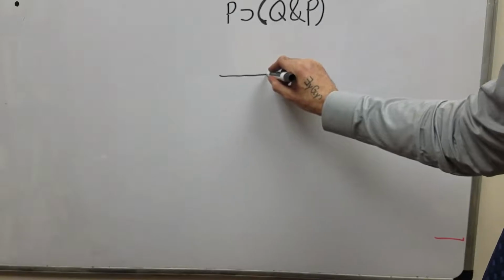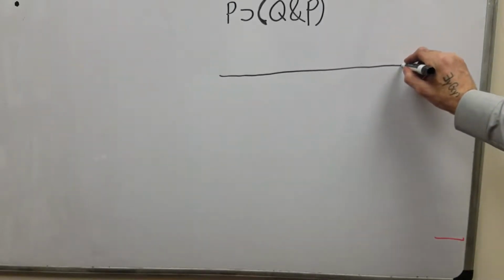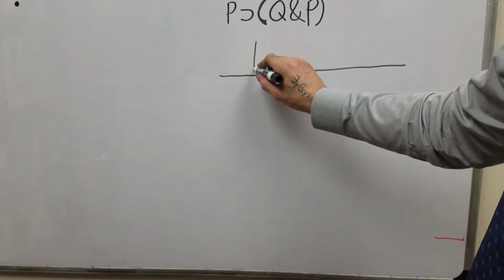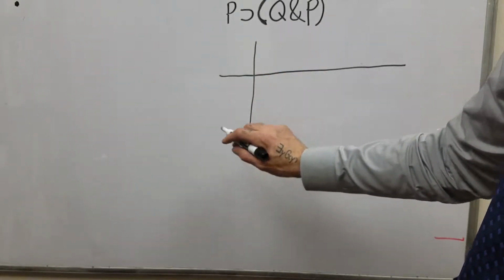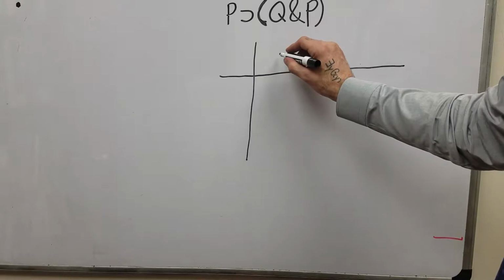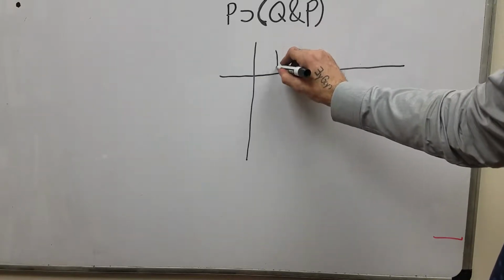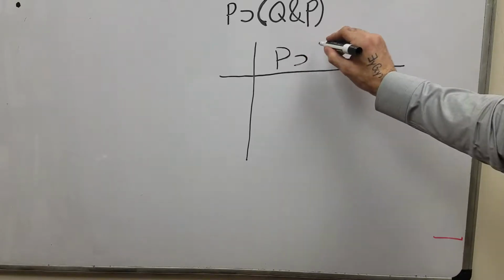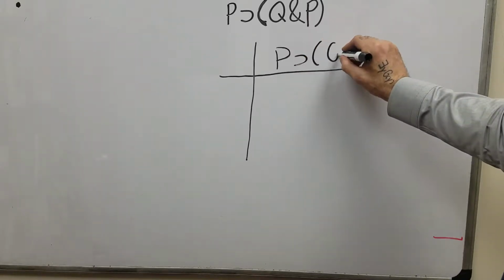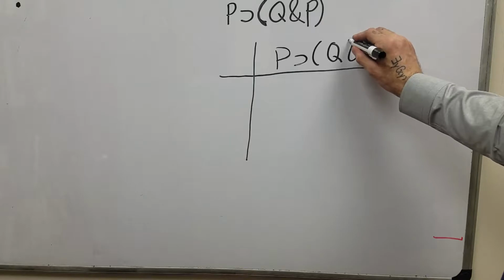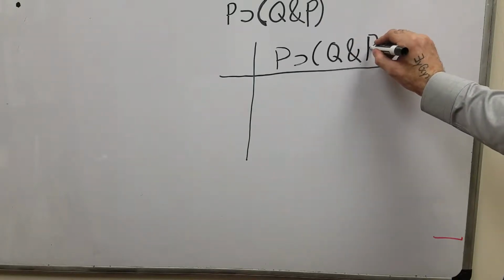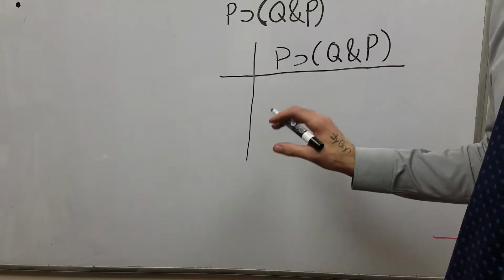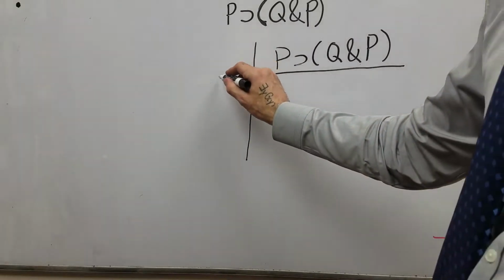Alright, so the first thing I'm going to do is make a horizontal line like this. That'll be the header of my table. And I'm going to draw a vertical line here. Over here, I'm going to put the sentence that I'm evaluating with this table. You want this table to be as neat as you possibly can. If you keep your table neat, everything else will be fine.